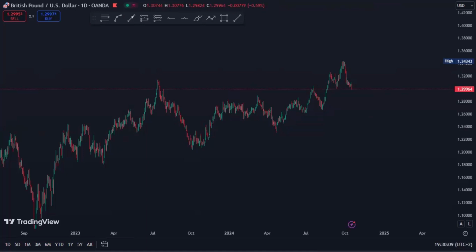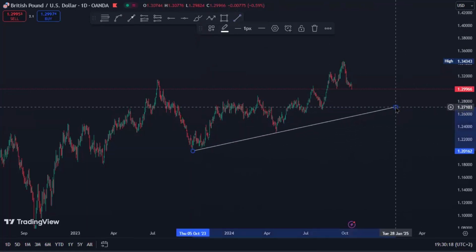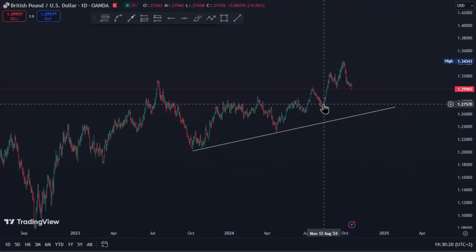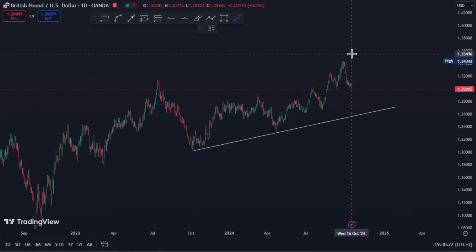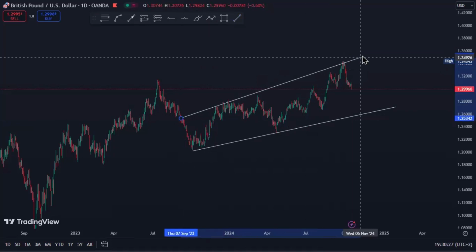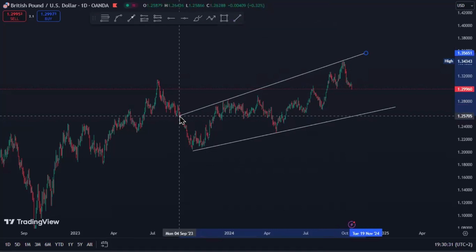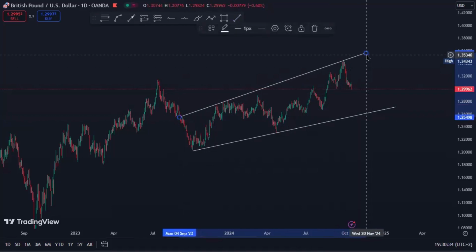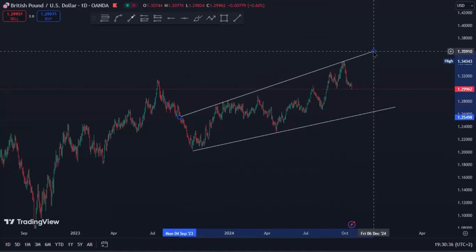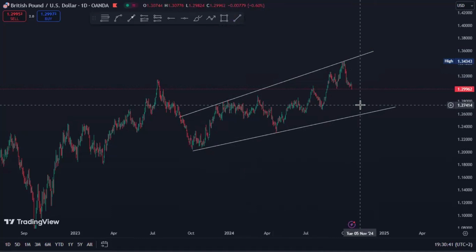So let's go straight into it, guys. As you can see here, we have this beautiful uptrend. We have this ascending channel that we're going to identify. So we have an ascending channel, right? You can call it an expanding ascending channel. Why is that? Because you can clearly see the market is just expanding. The channel continues to expand.